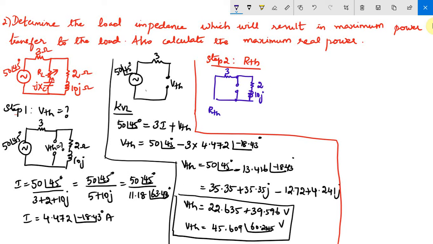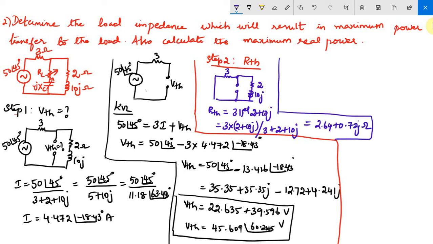So what is your RTH then? We call it RTH or ZTH, which is equal to 3 parallel with 2 plus 10J. So 3 into 2 plus 10J divided by 3 plus 2 plus 10J. Simplifying this, we get RTH is equal to 2.64 plus 0.72J ohm. We got step 2, which is equal to 2.64 plus 0.72J ohm.